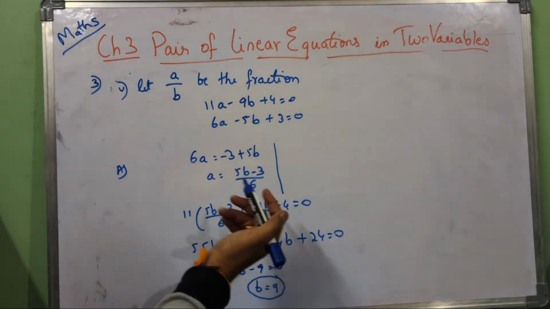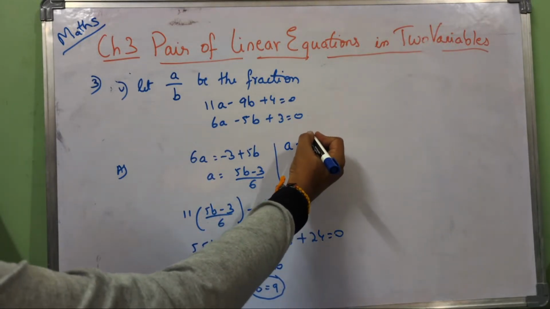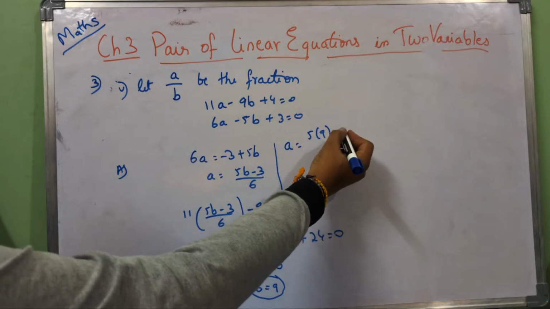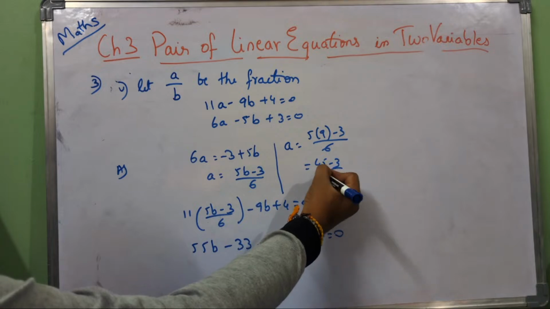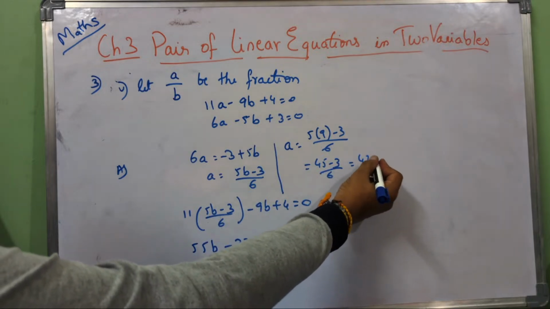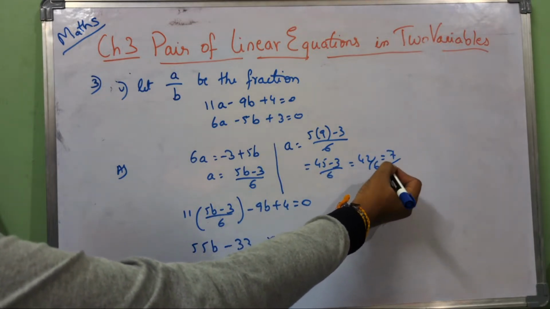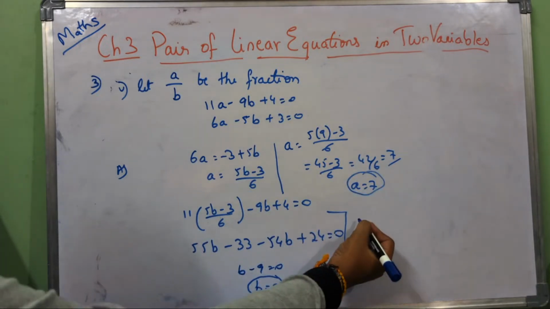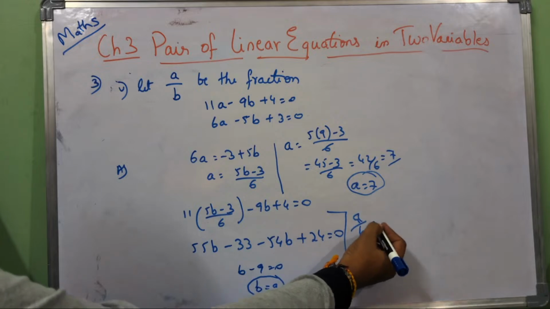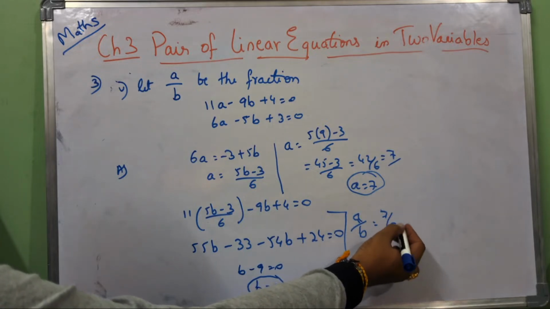You can also directly substitute here: 5 into 9 minus 3 by 6. 5 9s are 45. 45 minus 3 by 6, that is 42 by 6, which is equal to 7. So a value is 7, b value is 9. So the final fraction a by b is equal to 7 by 9, which is the solution.